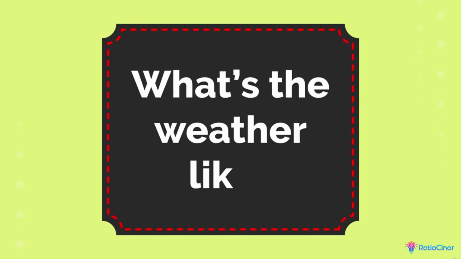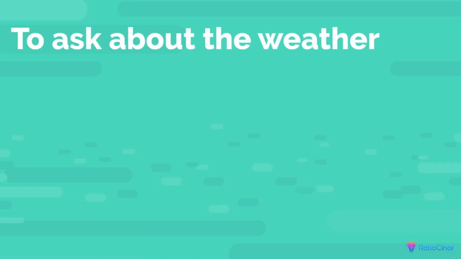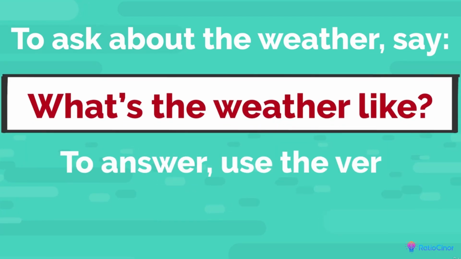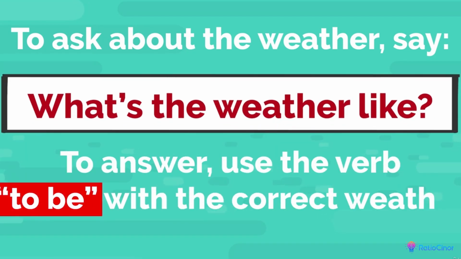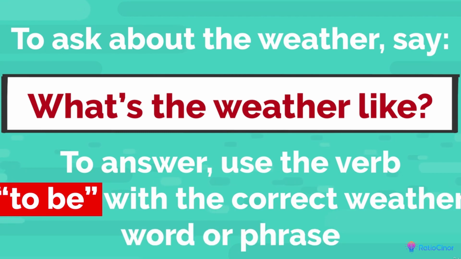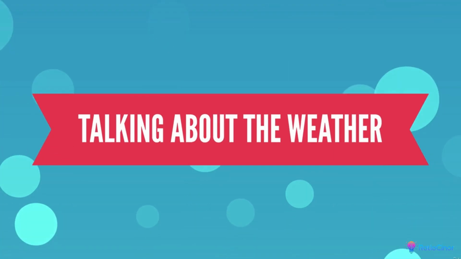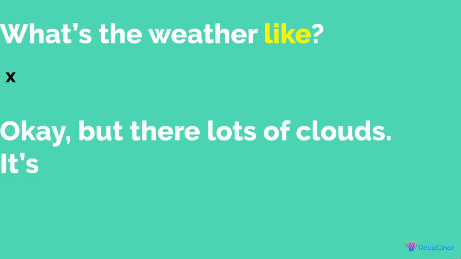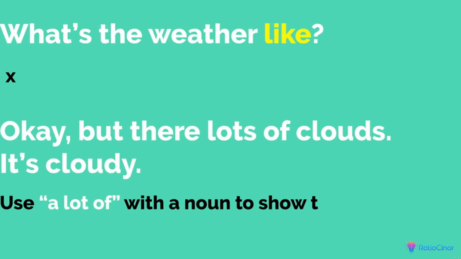What's the weather like? To ask about the weather, say, "What's the weather like?" To answer, use the verb to be with the correct weather word or phrase. Talking about the weather. What's the weather like? Like is a preposition here, not a verb as it is in "I like music." Okay, but there's lots of clouds. It's cloudy. Use a lot of with the noun to show the amount of clouds.